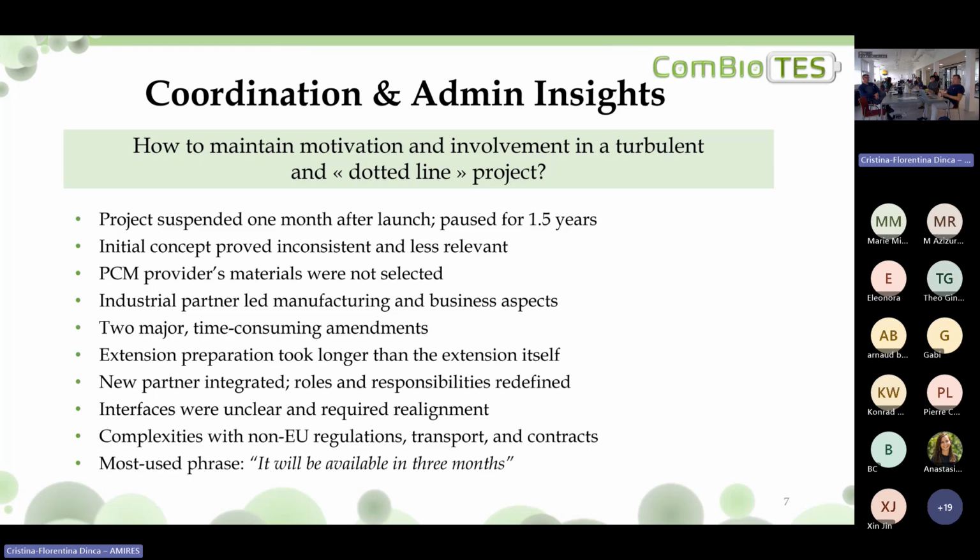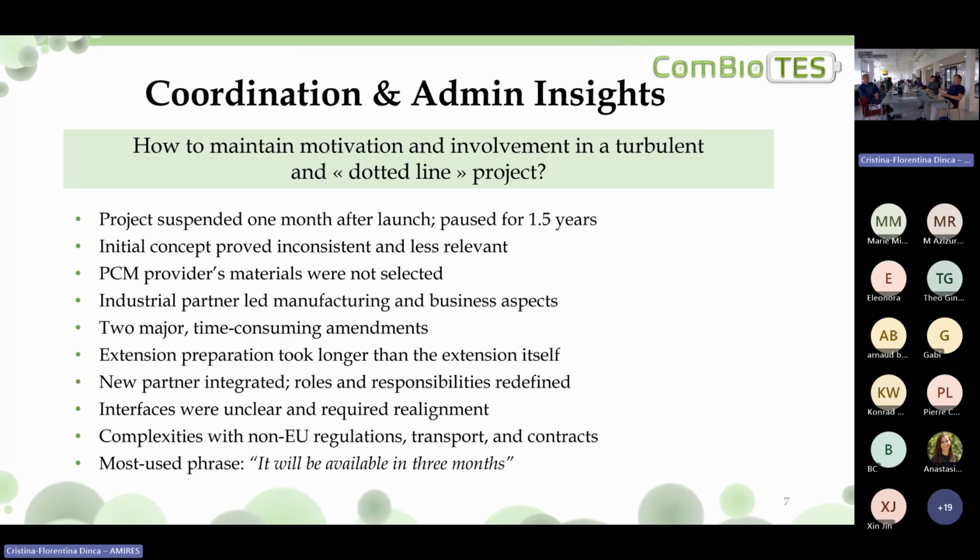But it's complicated. Just to remind, for example, in the ComBioTES project, the project started in 2019, and after 1 month, it was suspended. It was paused for 1 year and a half. So for most of the partners, the project was dead. That means they had to remotivate and reallocate people to this project. And I would like to thank everyone, because that means that everyone did this really complicated task.